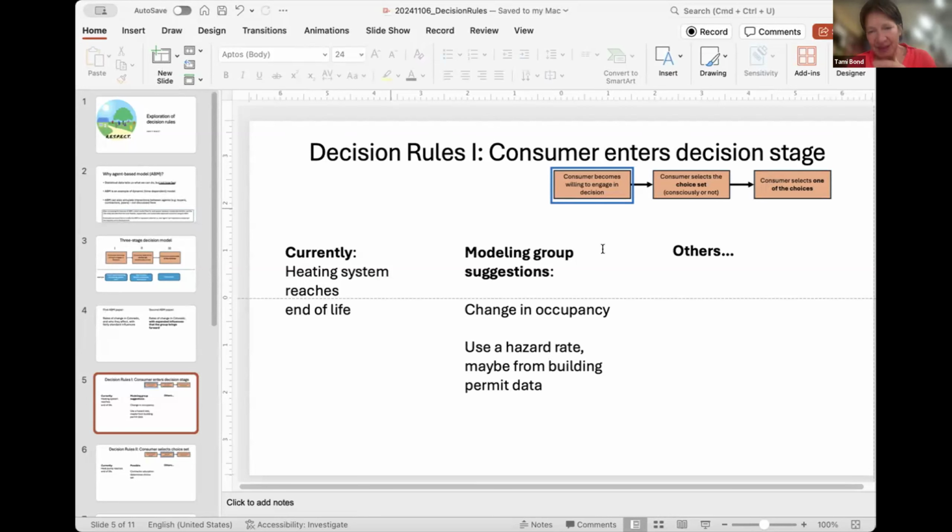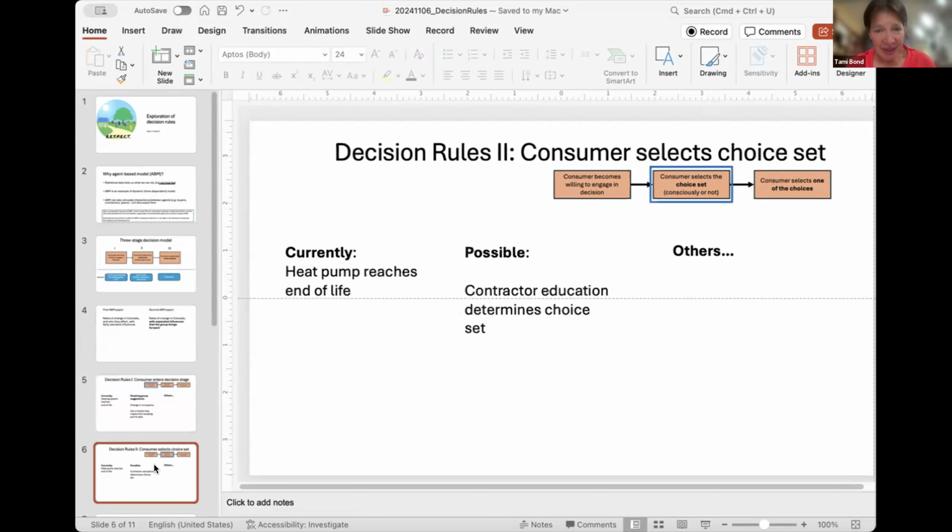So this blank with others is things that this group could bring forward. I'm going to run through 2 and 3, and then we can go back to any of these and hear your ideas.